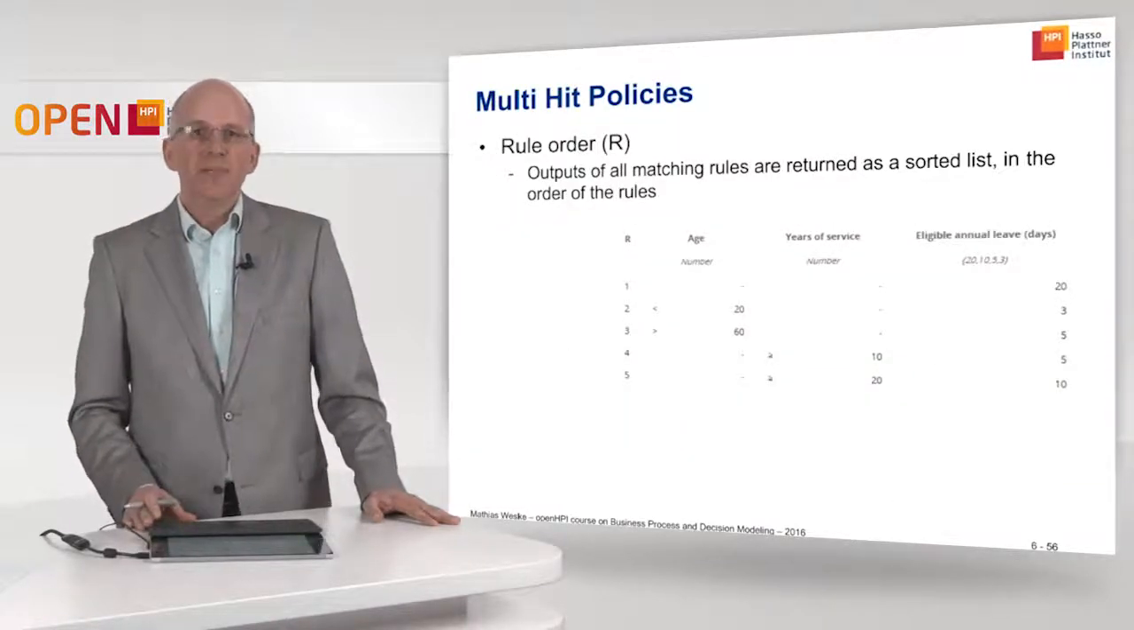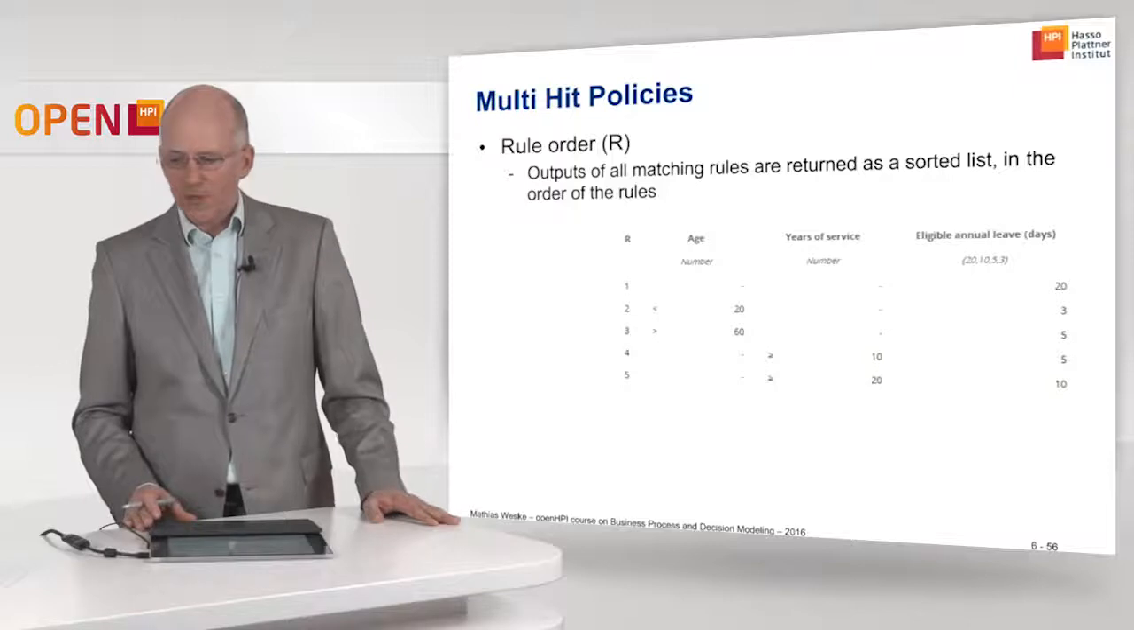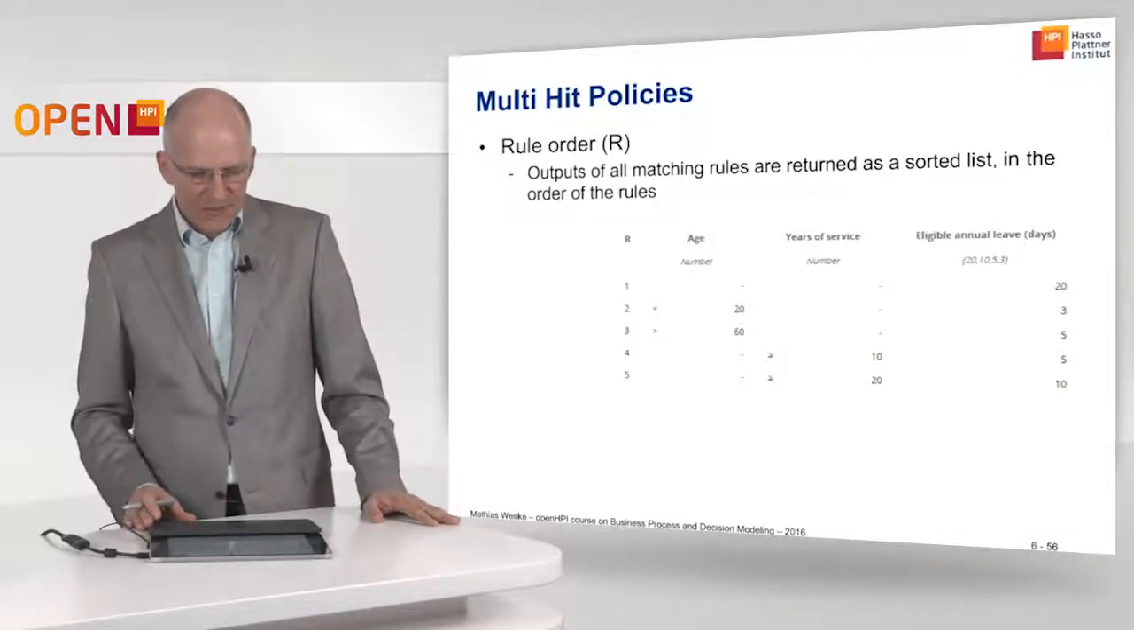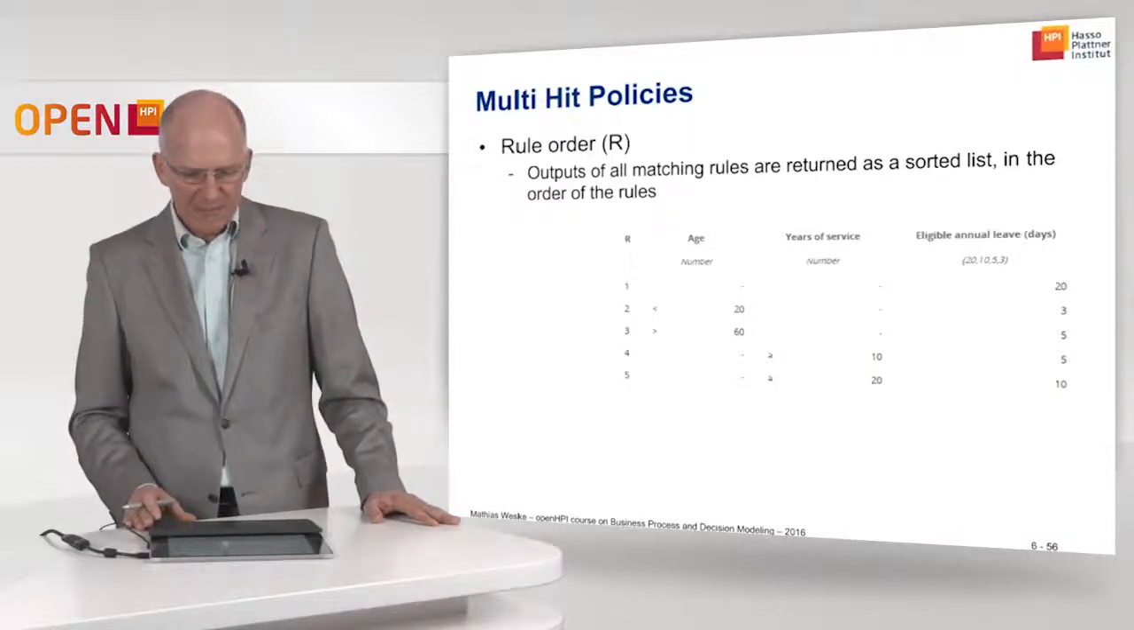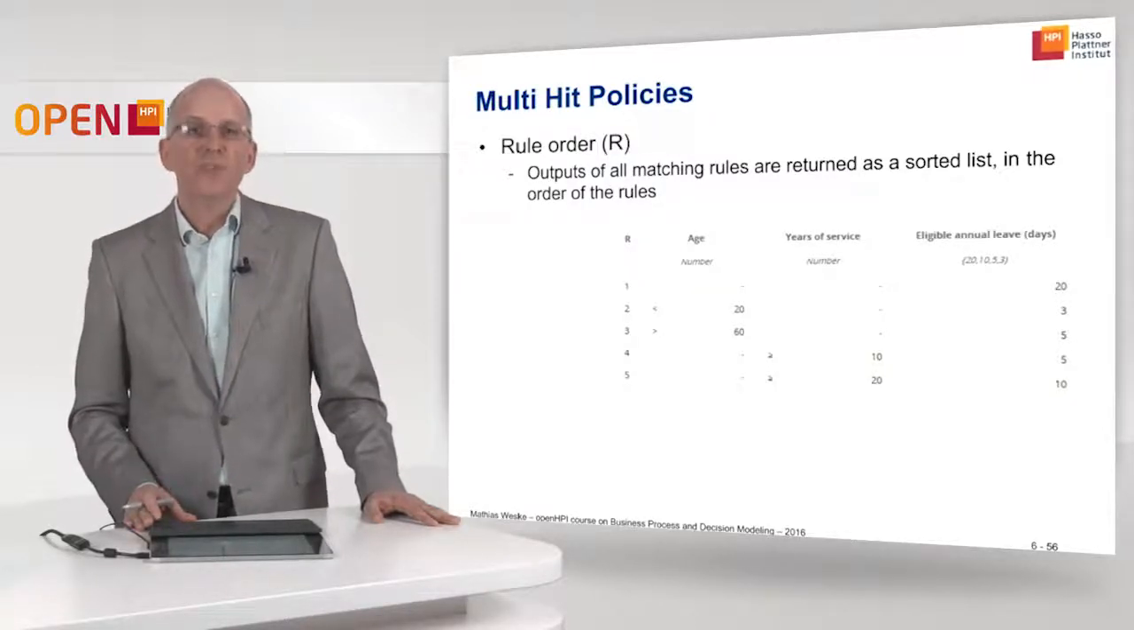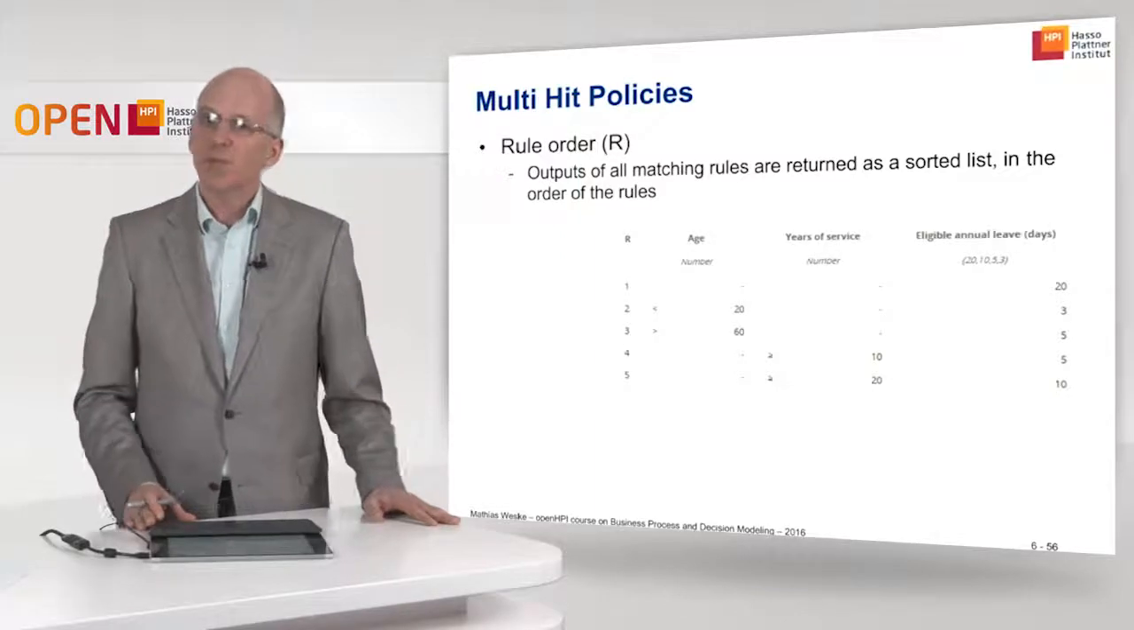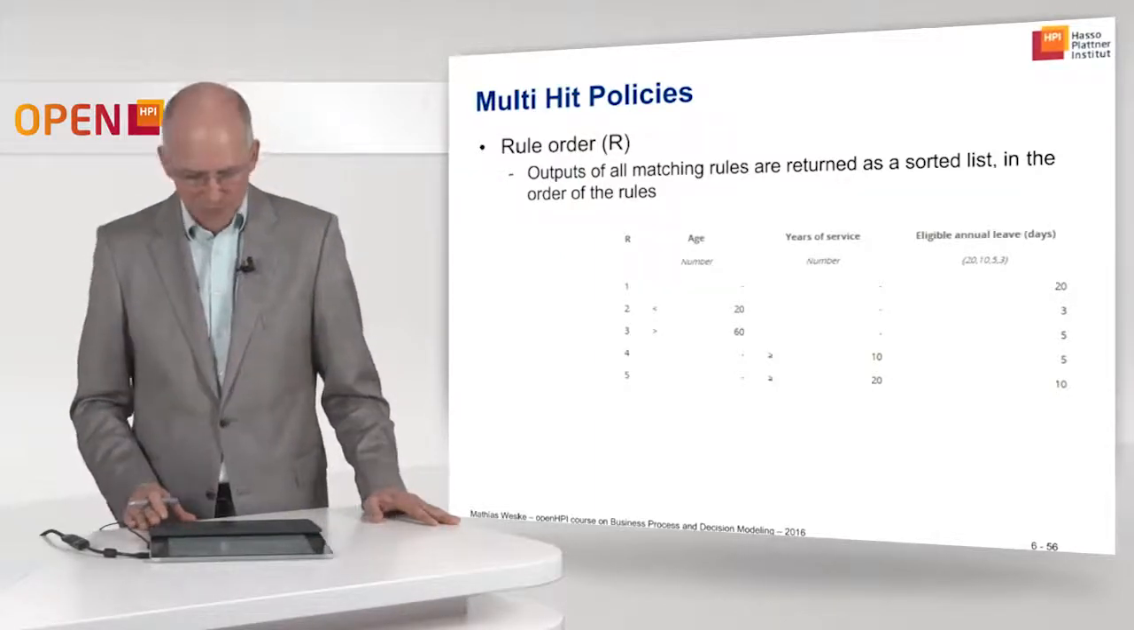The next multi-hit policy is the rule order policy. In the rule order policy, the outputs of all matching rules are returned as a sorted list in the order of the rules. So not in the order of the output priority, but just in the order of the rules.